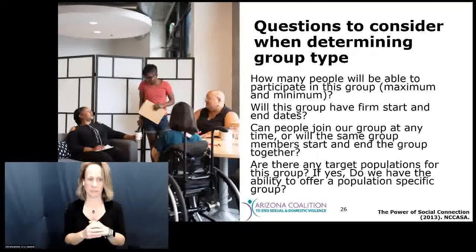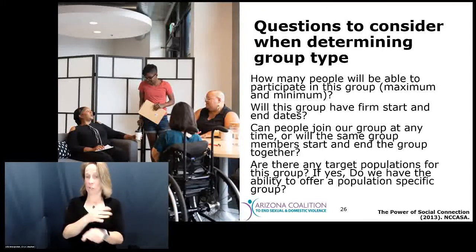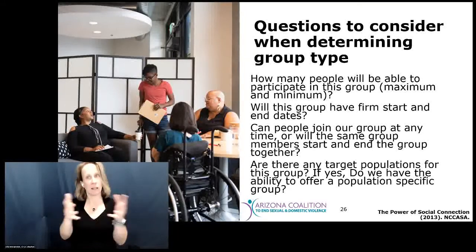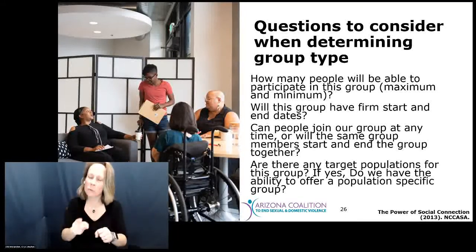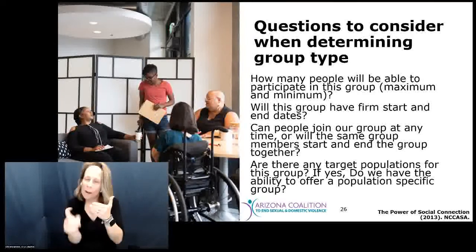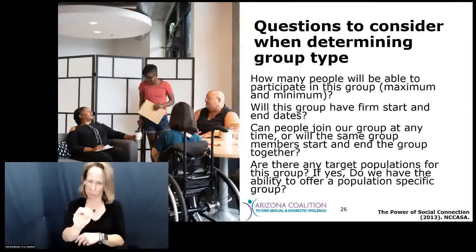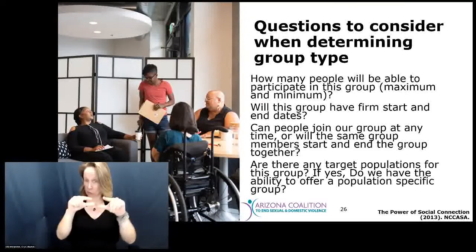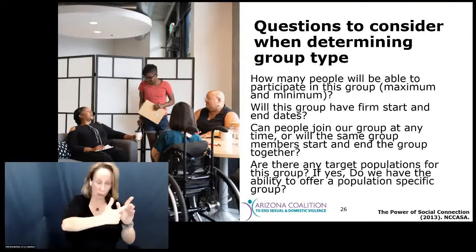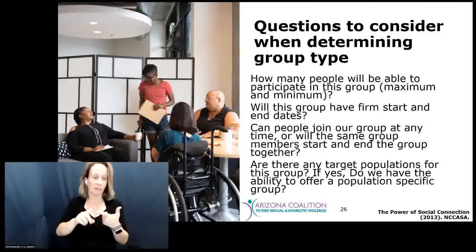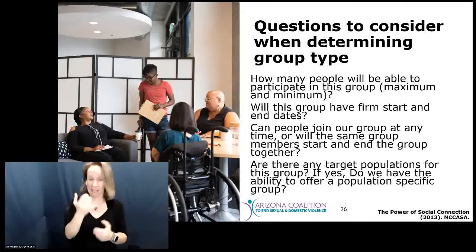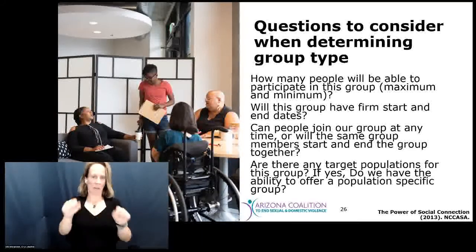In full disclosure, this training is jam-packed with lots of information, but I want to make sure that I leave you all with some guiding questions so you can fine-tune your own planning process. When forming a group, will this group have a firm start and end date? Are there any target populations for this group? And if yes, do we have the ability to offer a population-specific group?